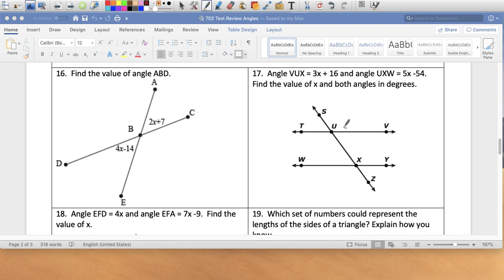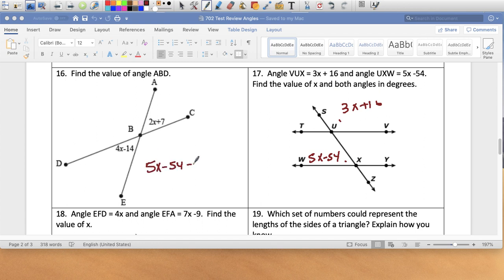Angle VUX, which is right here, I'll put a dot, is 3x plus 16. Angle UXW, which is this one right here, is 5x minus 54. How are these two related? They are not in the same position, they're not corresponding, so that makes them supplementary, right?